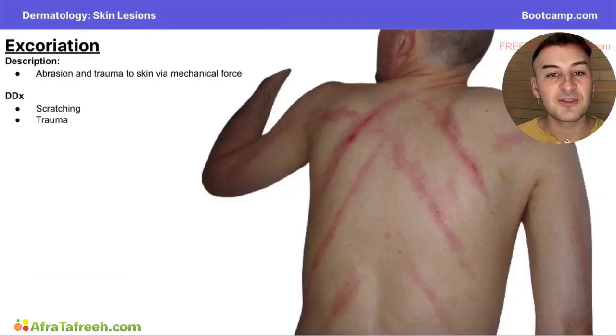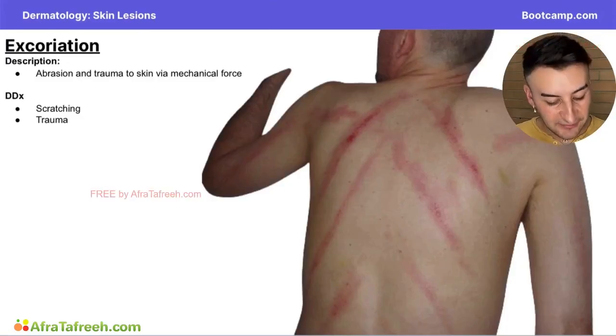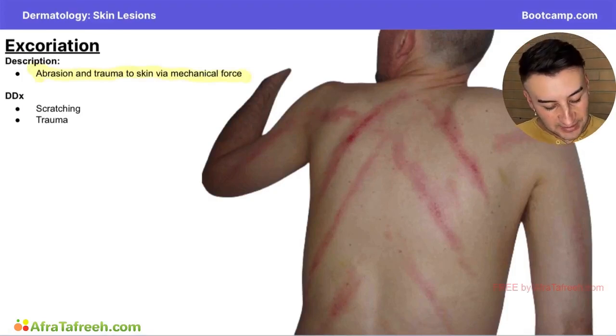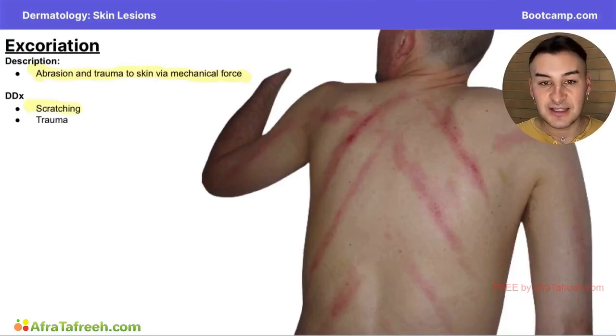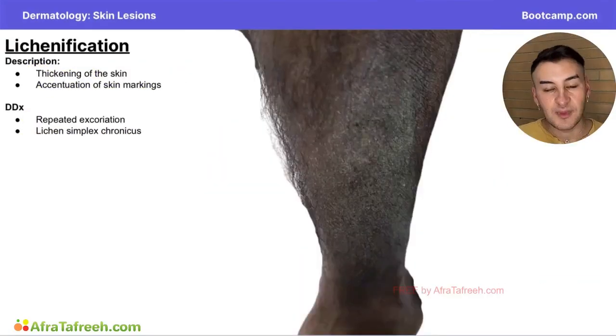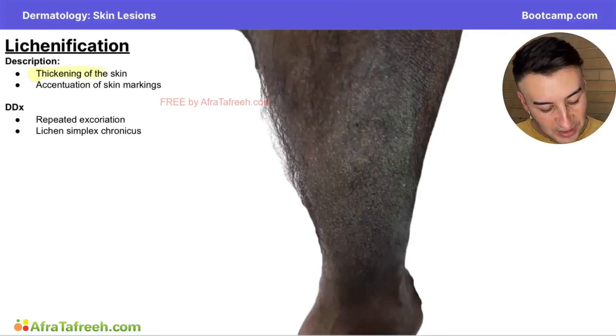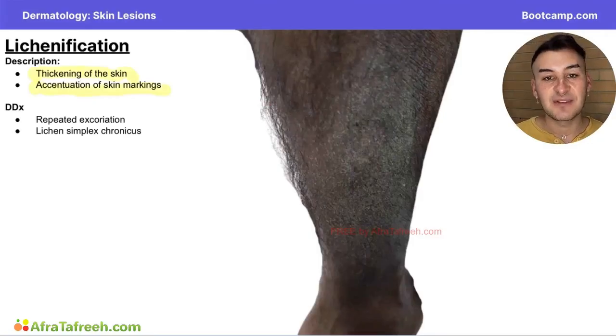Next, let's talk about excoriation, which is literally just a fancy word for scratching. So it's abrasions due to mechanical force, and you will classically hear Step 1 describe excoriation for someone who has excessive scratching due to some other disease or from trauma. That brings us to lichenification, which is going to be due to excoriation over a long period of time. So people who are scratching and scratching and scratching get skin that is really thick with accentuation of the skin markings. This is a classic description of lichenification.